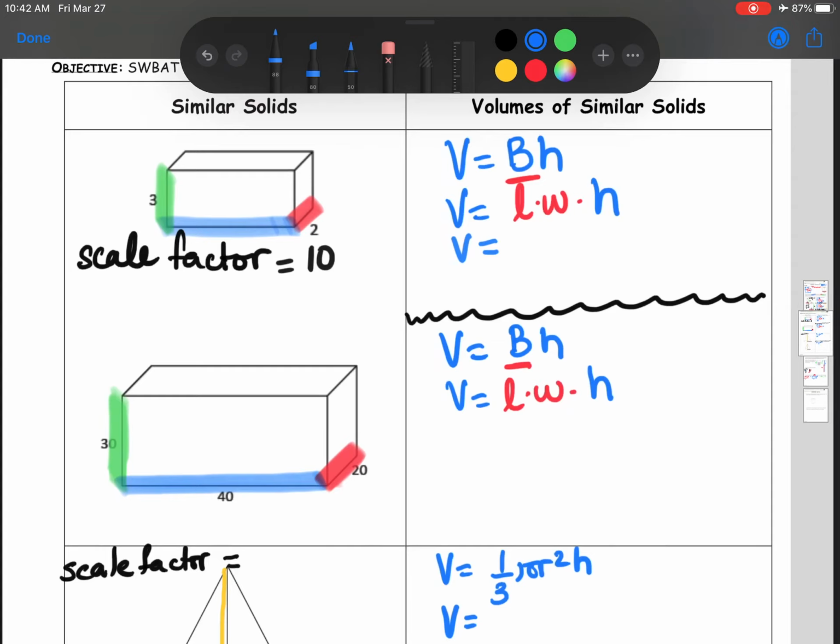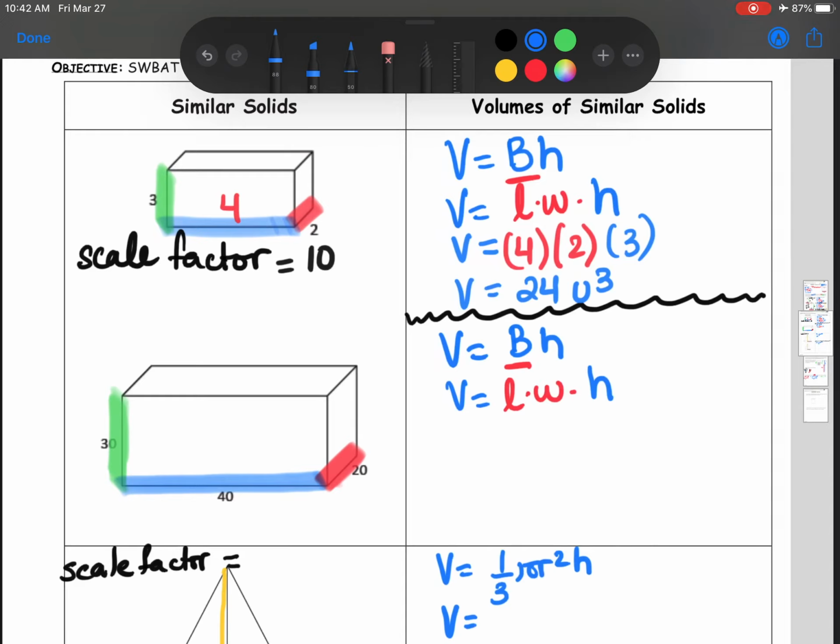The base of the shape, what does it look like? It's a rectangle. That's why we substitute a big B with length times width. So my length is, oh, we didn't find the length. That says 4. Let's write that down. The length is 4, right? Because the scale factor was 10. So my length is 4 times 2 times, and then my height is 3. So the volume is 24 units cubed, right?